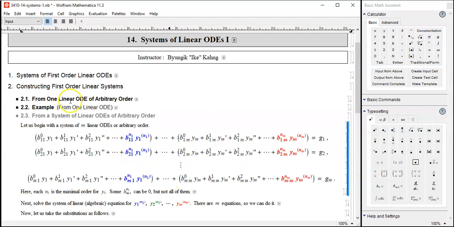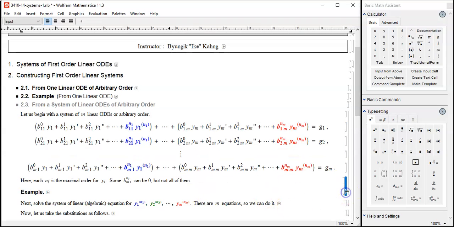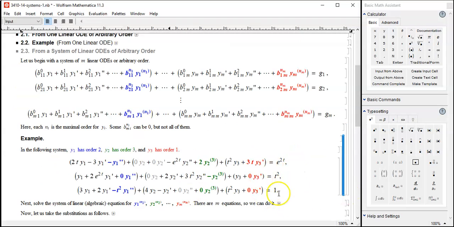So let's begin with a system. We may have some arbitrary orders for each line, and we have m functions to deal with, y1 through ym, and then they have some arbitrary order for each equation, but we can always select the maximal order. For example, here's an example.